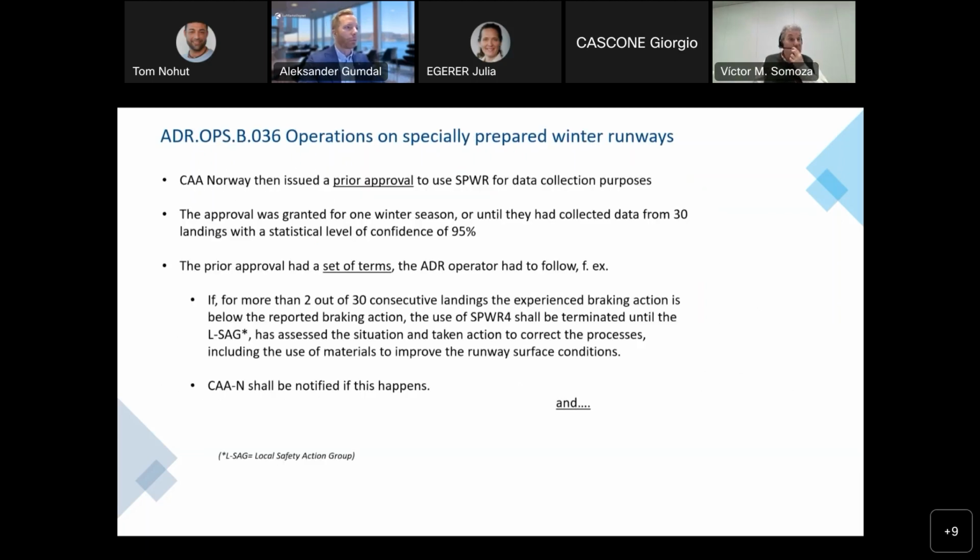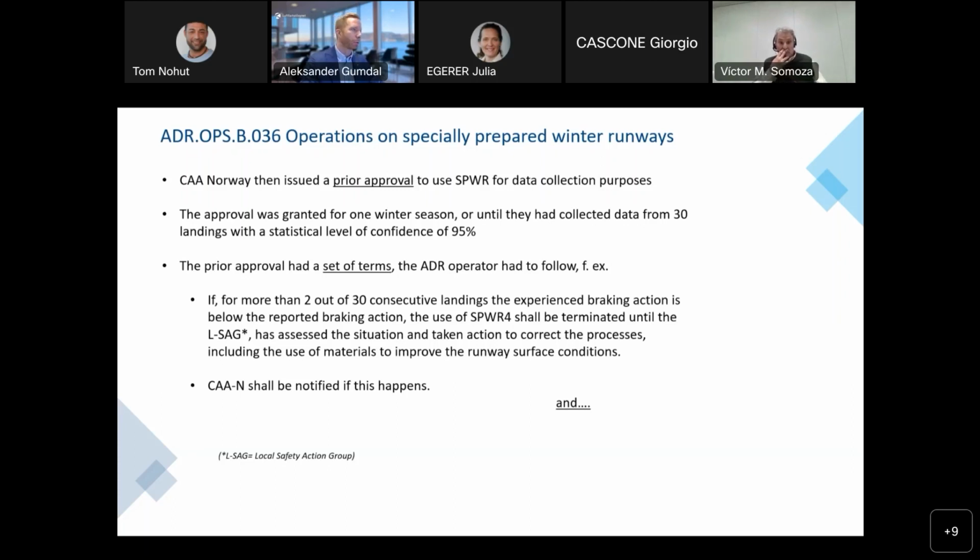CAA Norway then issued a prior approval to use SPWR for data collection purposes. The approval was granted for one winter season, or until they had collected data from 30 landings with a statistical level of confidence of 95%. The prior approval had a set of terms the aerodrome operator had to follow. For example, if more than 2 out of 30 consecutive landings the experienced braking action is below the reported braking action, the use of SPWR4 shall be terminated until the local safety action group has assessed the situation and taken action to correct the process, including the use of materials to improve the runway surface conditions. CAA Norway shall be notified if this happens.